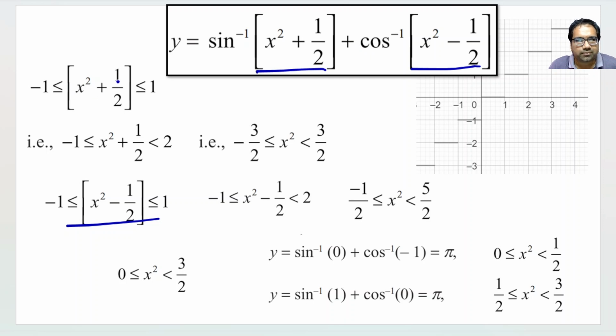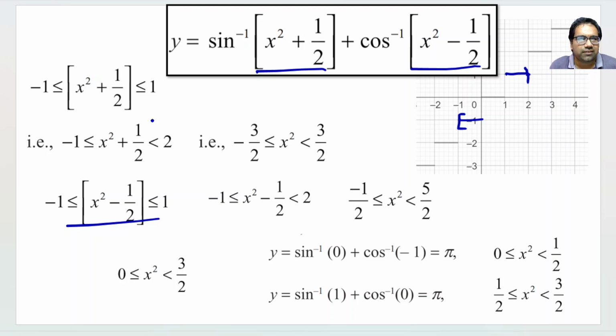Now, what does that mean? Greatest integer function is lying between minus 1 and 1. What does that mean? Whatever is here, x squared plus half should lie between minus 1 and 2. For example, the greatest integer function should lie between minus 1 and 1, right? Like this. So that means open bracket here and close bracket here, right? At this point, x can be minus 1, right? Sorry, x squared plus half can be minus 1.